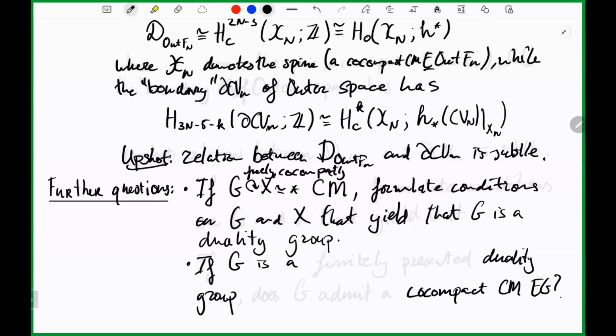And then the Wall-Davis type question. If G is a finitely presented duality group, does G then admit a co-compact Cohen-Macaulay EG? And so that question is probably quite hard, but it's probably a bit easier than the manifold question because it's simply easier to be a CM complex than it is to be a manifold. Right. A little bit under time, but I think I'll stop.